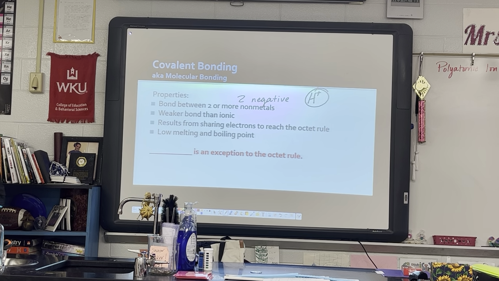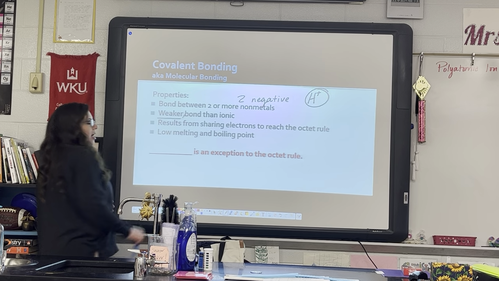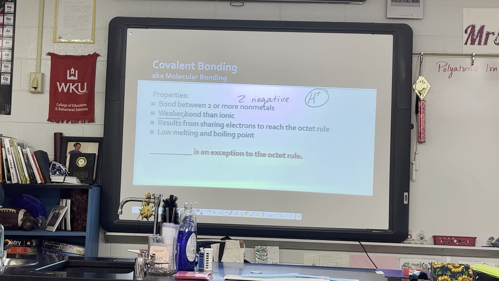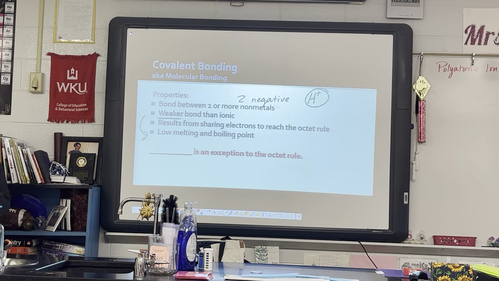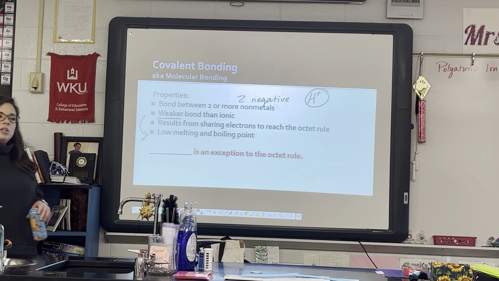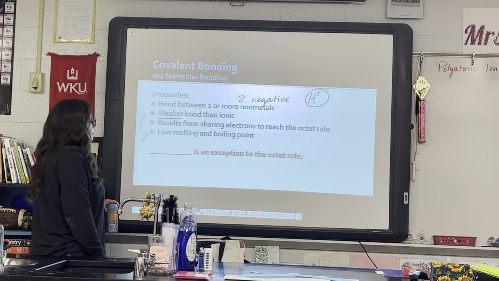So this one has a weaker bond than ionic because now we have two negatives. And when I put two negatives together, they're going to actually repel each other. So there's not that attraction between them. So it's a weaker bond. It's not as strong as ionic. So coming down here, it's going to have a lower melting and boiling point. It's not going to take as much energy to break apart that bond.